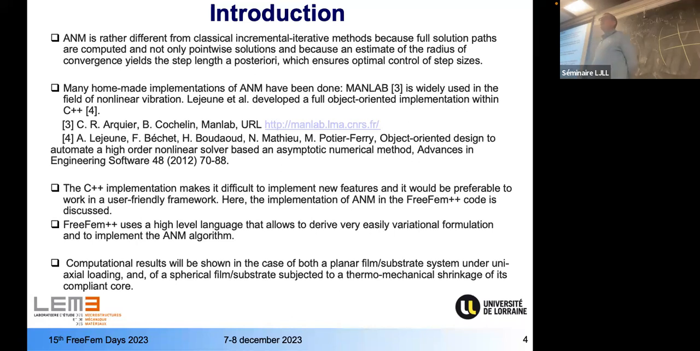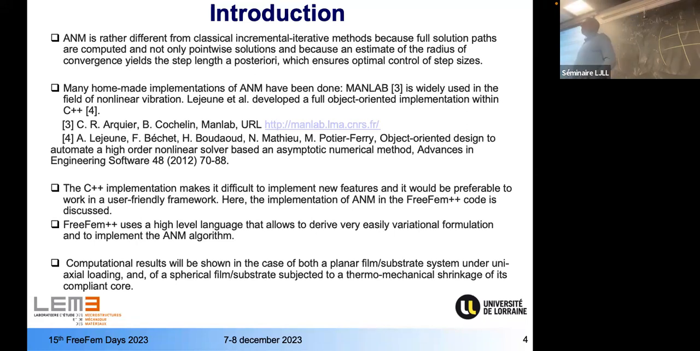And what we wanted to do with this new work with FreeFEM is to derive a quite user-friendly implementation in order to facilitate development and research about algorithm improvements. So this is the purpose of this talk.